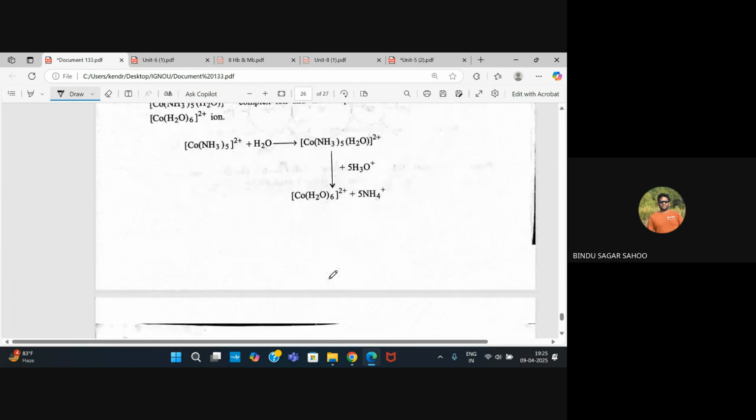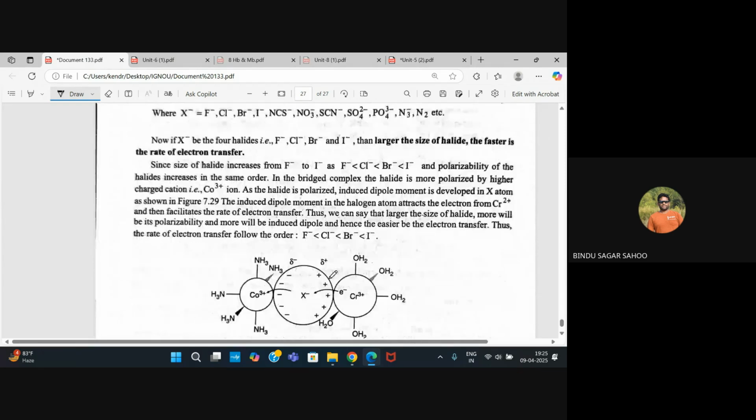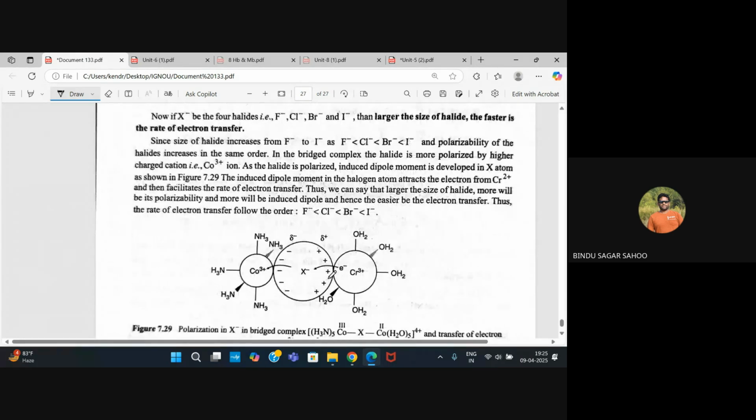So this is called the inner sphere electron transfer mechanism. We can see this is the structure of the bridging ligand X, one side is chromium 3 plus, another is cobalt 3 plus. The electron transfer will occur from the chromium side to the cobalt side through the bridging ligand.